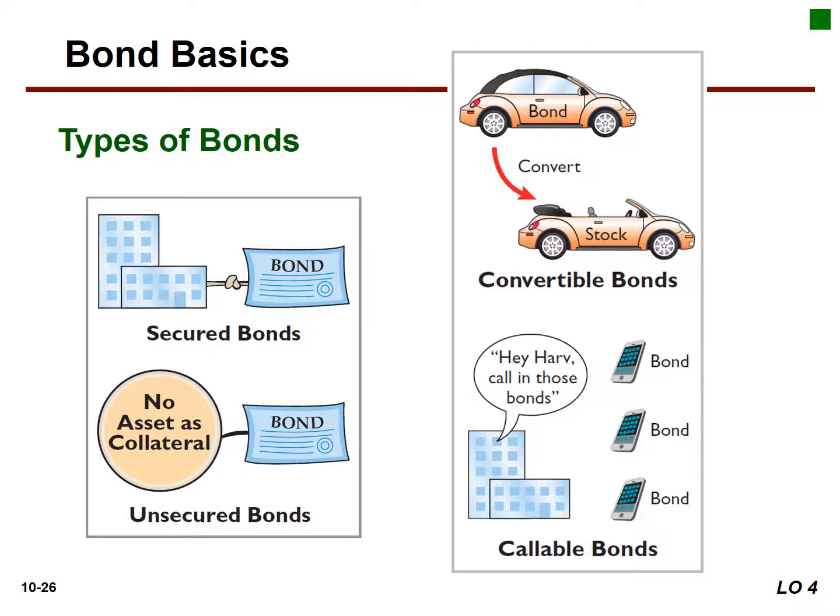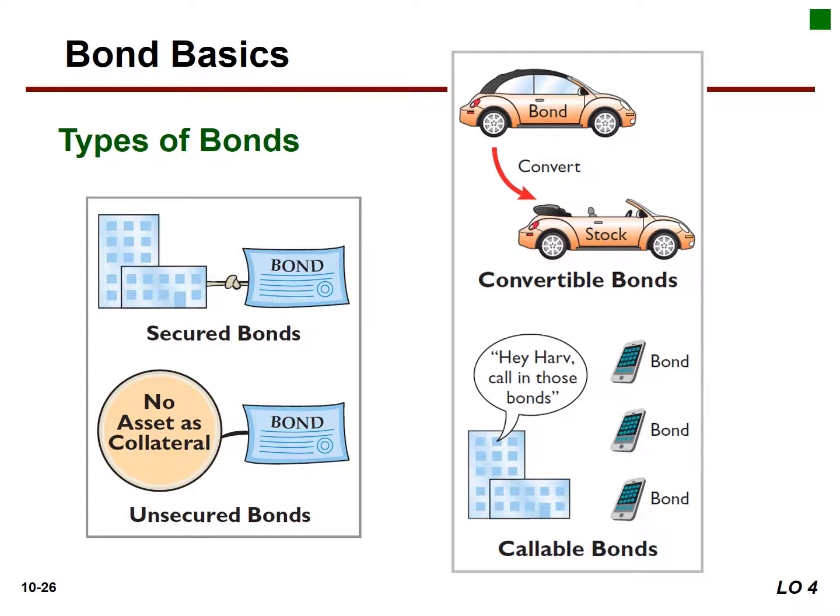So if they're building a new factory, the factory building might be used to secure the bond. That's collateral. Unsecured bonds are basically bonds with no assets backing them. So it's basically issued based upon the credit of the corporation issuing the bonds. Bonds can be convertible bonds. Some bonds are convertible to common stock at some point in the future.